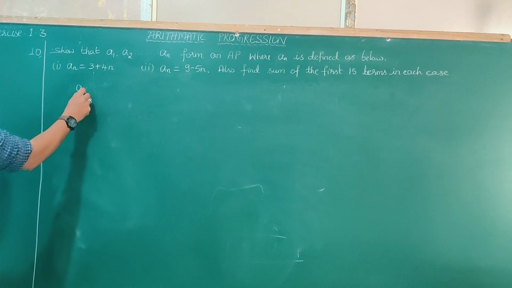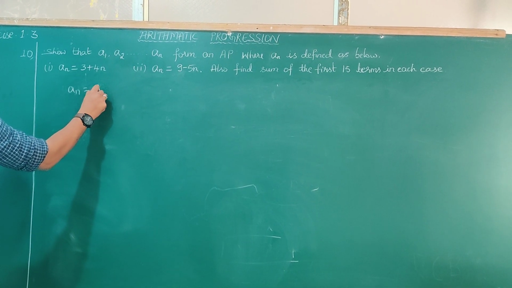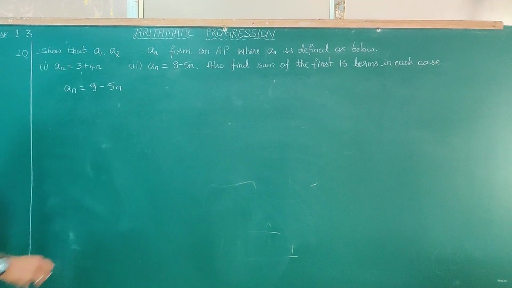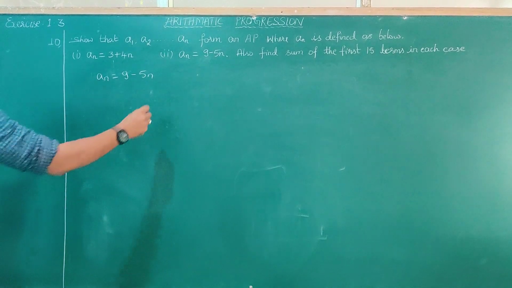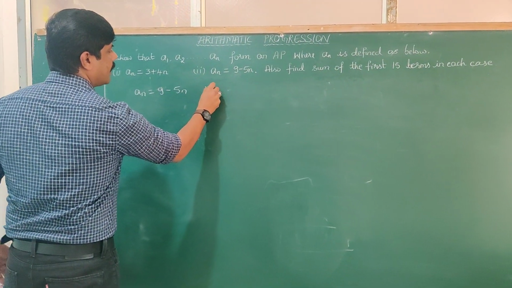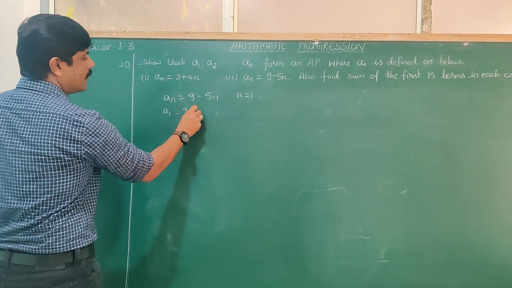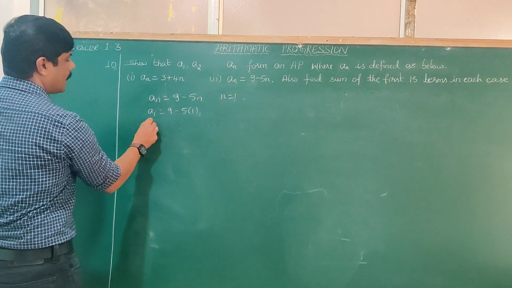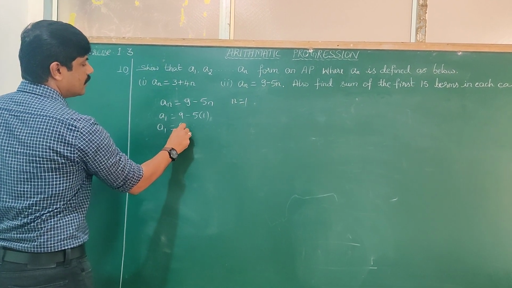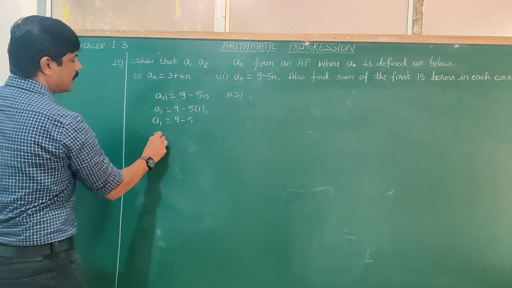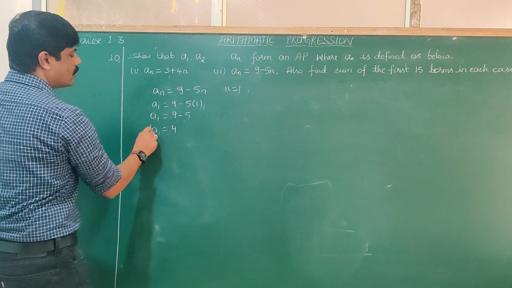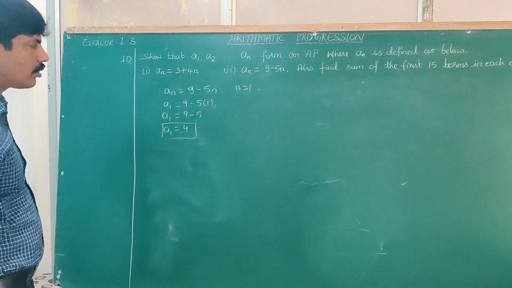The second problem says an is equal to 9 minus 5n. How do you find the first term? To find the first term, give n is equal to 1. So a1 is equal to 9 minus 5 into 1, which is 9 minus 5, which is 4. So the first term we got is 4.